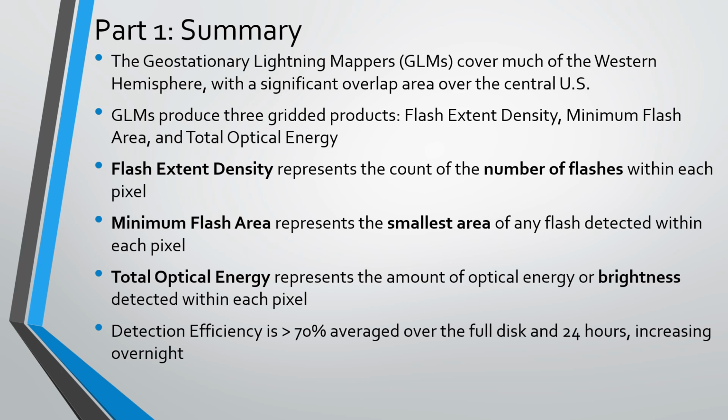Flash extent density, or FED, represents the count of the number of flashes within each pixel. Minimum flash area, or MFA, represents the smallest area of any flash detected within each pixel. And total optical energy, or TOE, represents the total amount of optical energy or brightness detected within each pixel from all lightning. The detection efficiency of the instrument is greater than 70% when averaged over the full disk and 24 hours, and that detection efficiency increases at night when there are dark backgrounds.